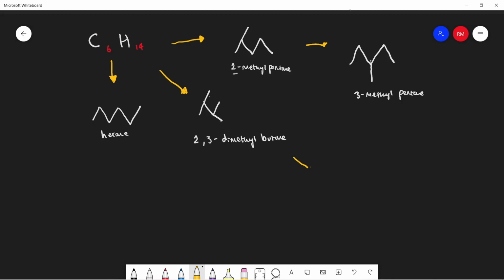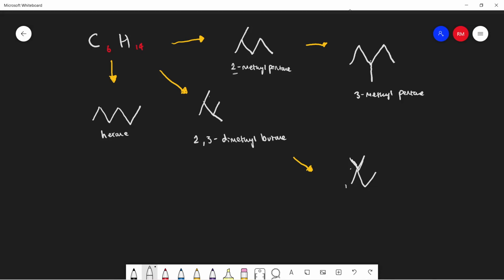Now there's one last structural isomer, C6H14, and it is actually the last isomer that is possible of hexane. We're going to draw our four carbons, and we can actually have the two methyl groups on the one carbon here.